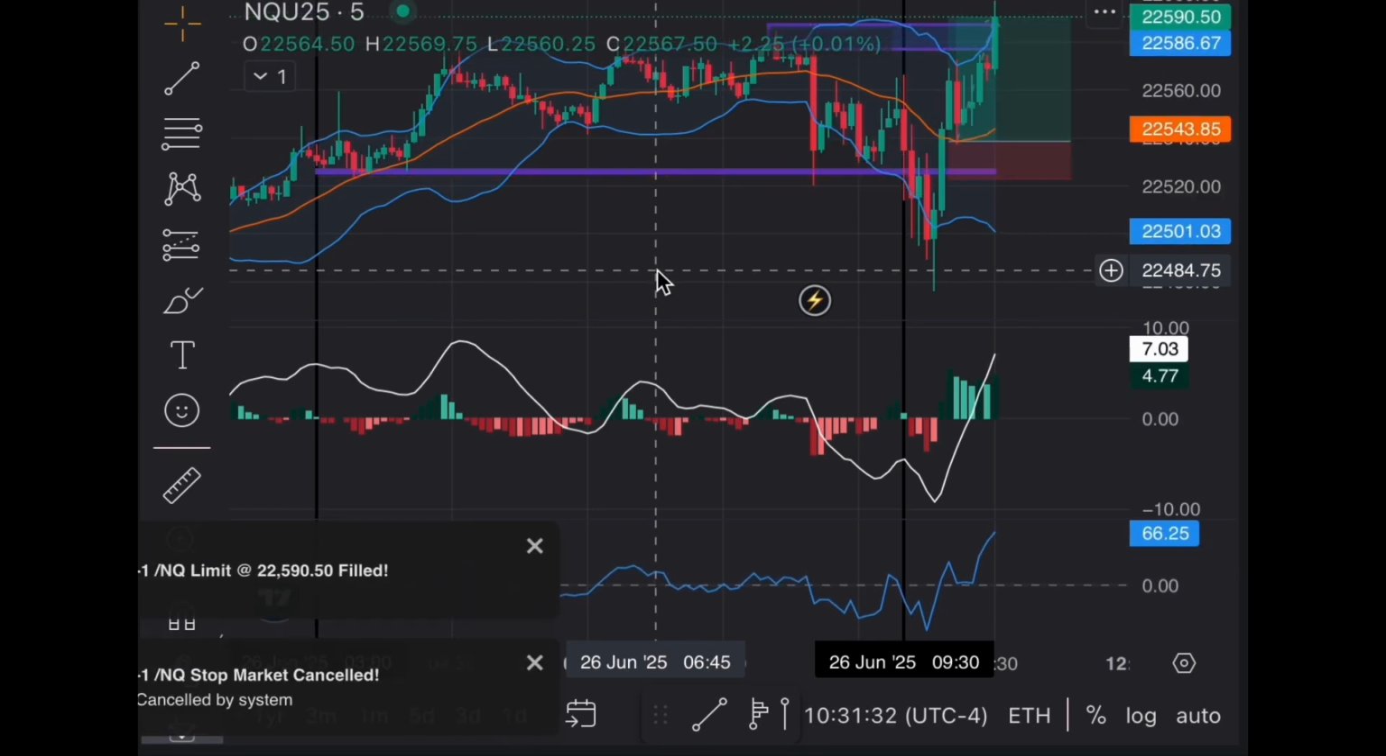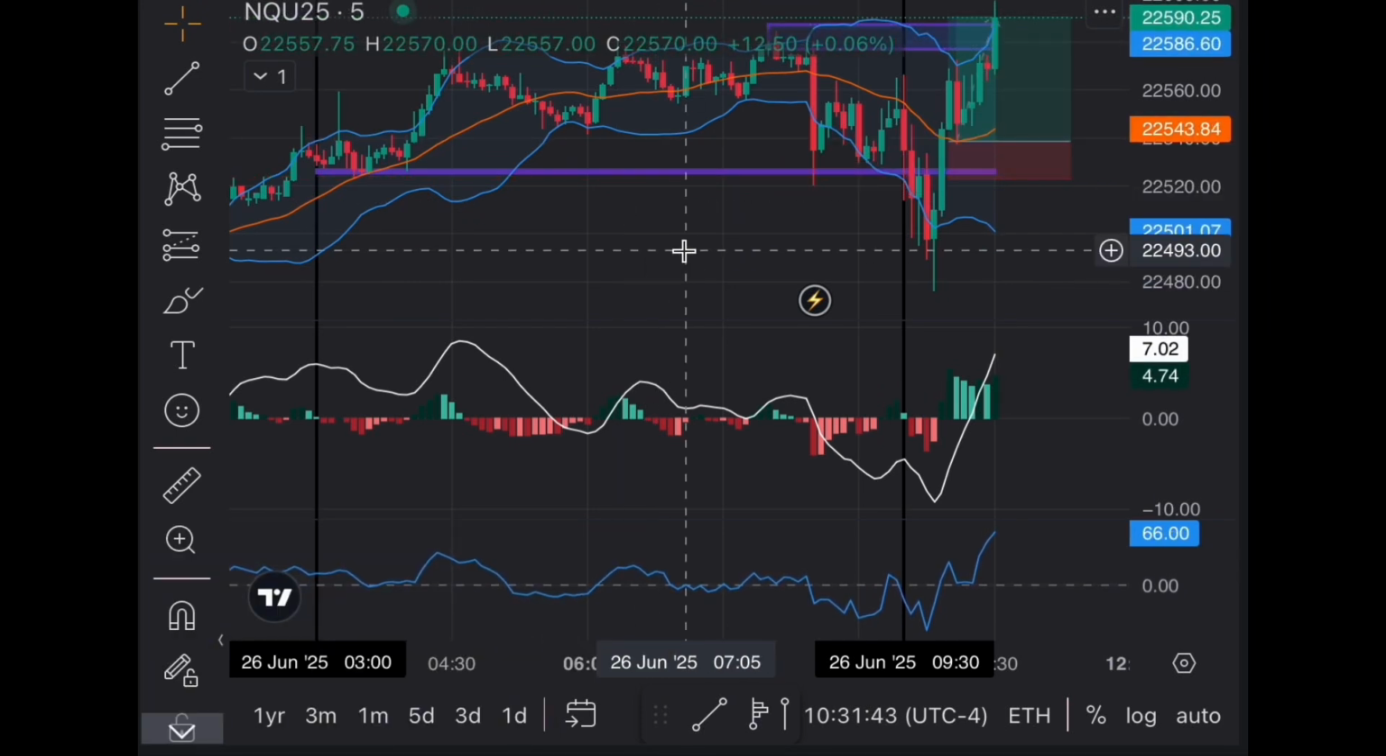And this is where my take profit was hit, that huge candle.